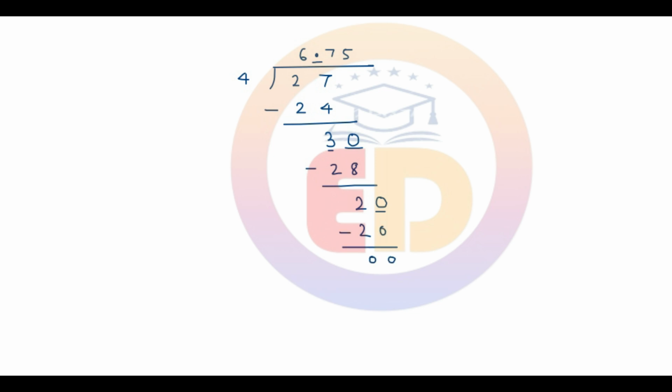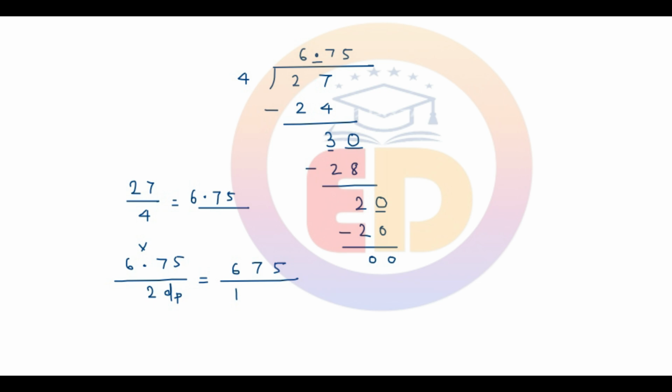डिवीजन कंप्लीट हो गया. 27 अपॉन 4 की वैल्यू 6.75 आ गई है. Now understand, 6.75 is a decimal number with 2 decimal places. और इसको अगर आपको एक फ्रैक्शन में लिखना है तो हम बिना डेसिमल पॉइंट के इसे 675 कहेंगे. डिनोमिनेटर में पहले 1 लगाएंगे और बाद में 2 डेसिमल प्लेस है तो 2 zeros ऐड करेंगे. तो फ्रैक्शन में ये हो जाएगा 675 अपॉन 100. डेसिमल में ये हो जाएगा 6.75.